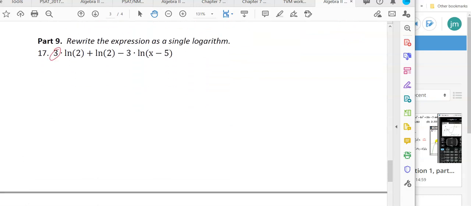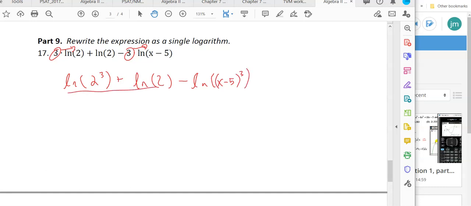Write this as a single logarithm. Move those first. Any kind of coefficients that move up. So this would be natural log of 2 to the 3rd plus natural log of 2 minus natural log of (x minus 5) to the power of 3, I guess, there.